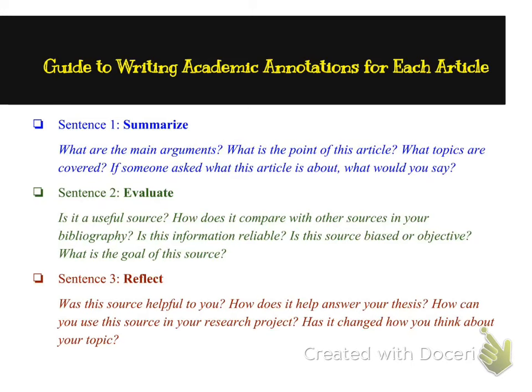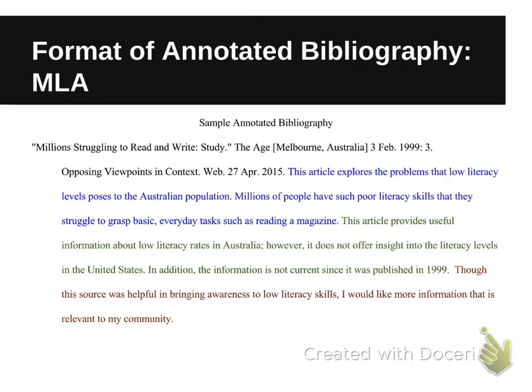So taking a look at an example of what that might look like, let's go ahead and read this one. So one of the articles called Millions Struggling to Read and Write Study, I took this and I basically wrote the annotated bibliography. I also color-coded it. You do not have to do this, but I wanted to show you that my summary is in blue, my evaluation is in green, and my reflection is in dark red.